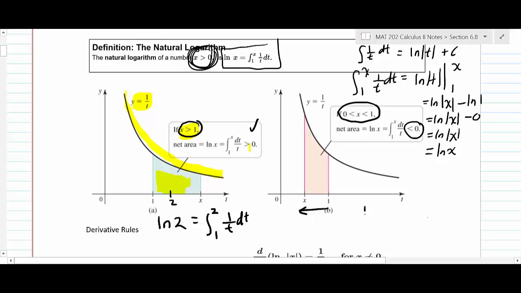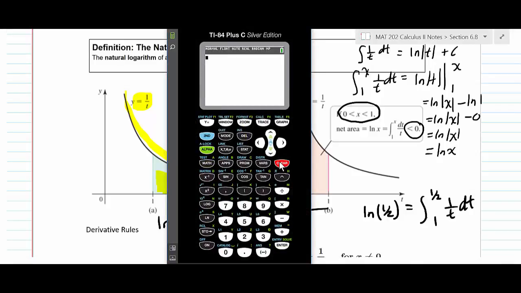So it would be like if you were doing the logarithm of a half, that would be defined to be the integral from 1 to 1/2 of 1 over t dt. And you would get a negative answer if you did that because your limits of integration are going backwards, okay? Now, let me show you something on the calculator, and just pay attention to this.